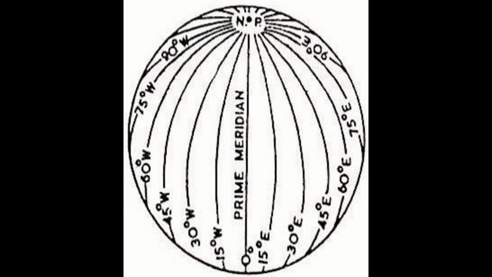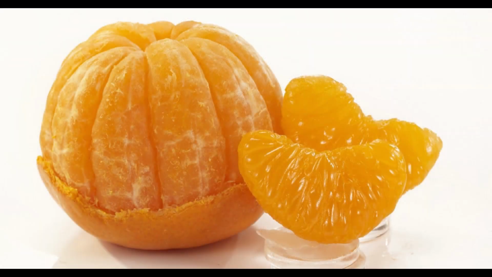Now you can see the prime meridian. This is like the equator. The equator divides the globe into two equal halves like a coconut. Whereas over here, it divides the globe into two halves like an orange. You might have seen a santra or mosambi.